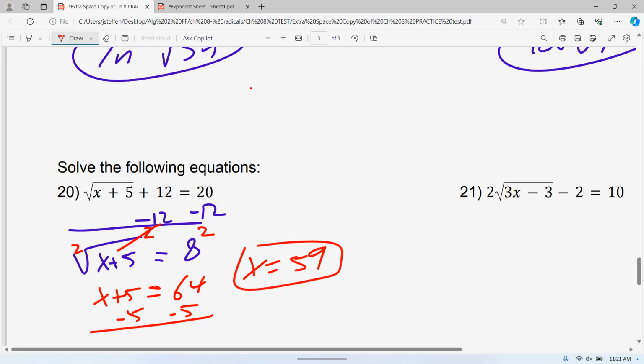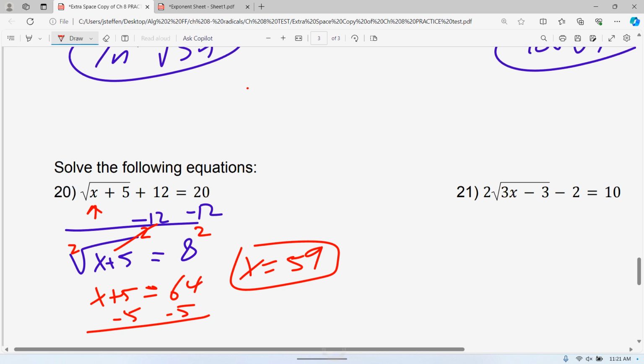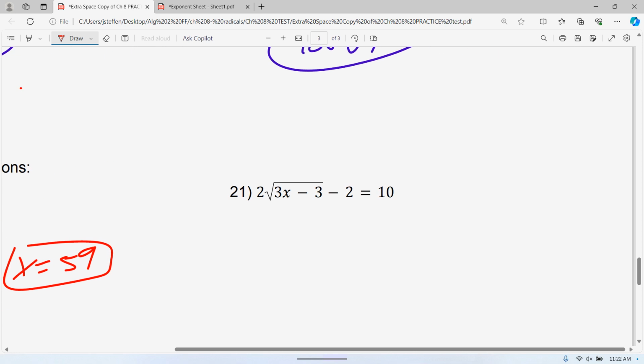Now again, remember, if you're somebody that really wants to make sure you get a good grade, whether you want to make sure you keep an A in this class or if you just want to get up to a 60%, whatever your answer is, if you want to do anything you can, if you want extra credit, take that 59 and plug it back in. 59 plus 5 is 64. The square root of 64 is 8. 8 plus 12 is 20. That works. We're good. It doesn't take very long to do that. And again, that's going to be worth more. If you catch some mistakes, that's going to be worth more than any extra credit I can assign you.